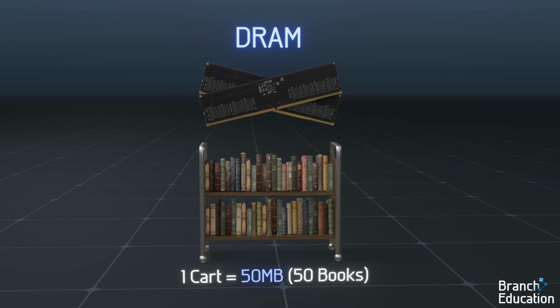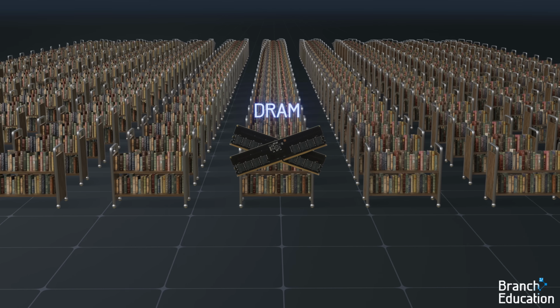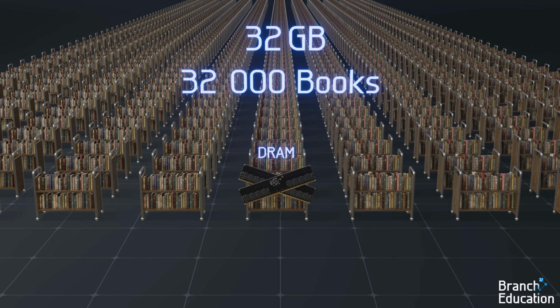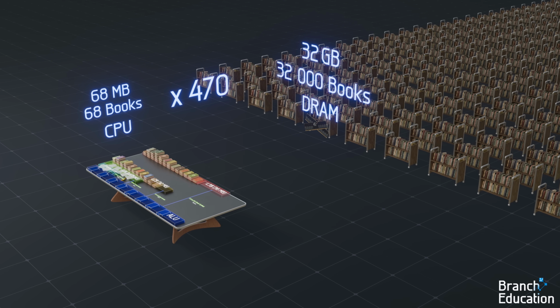Let's move on to the DRAM, which we'll represent as short library carts next to the table. With 2 sticks of 16 gigabyte DRAM, all these carts can hold the equivalent of 32,000 books, which is 470 times the capacity of the CPU.